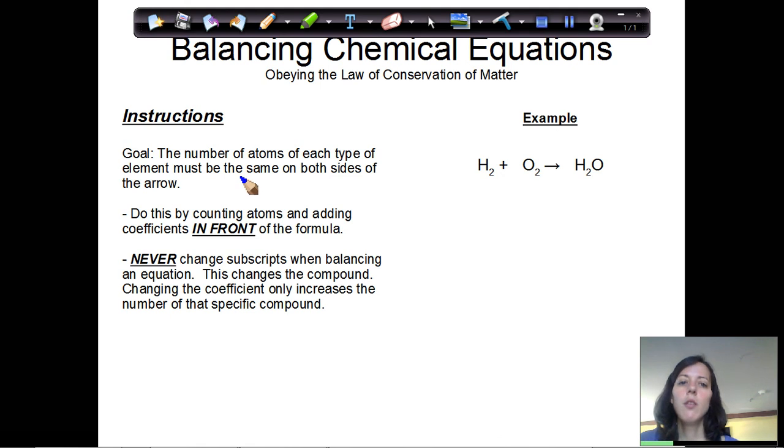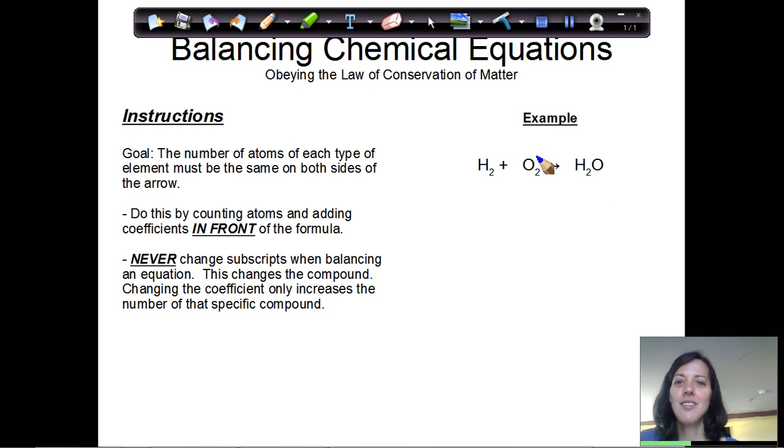So the goal when balancing a chemical equation is to have the number of atoms of each type of element be the same on both sides of the reaction, or both sides of the arrow. So what that means, we have two H's over here, so we need two H's over here. We have two O's over here, so we need two O's over there. And you are done when it is the same. If it's not the same, you're not done.